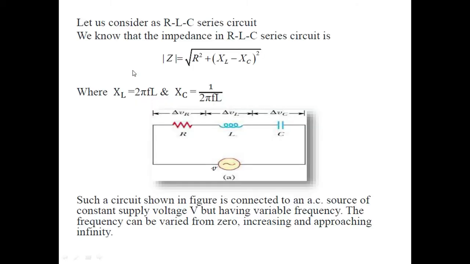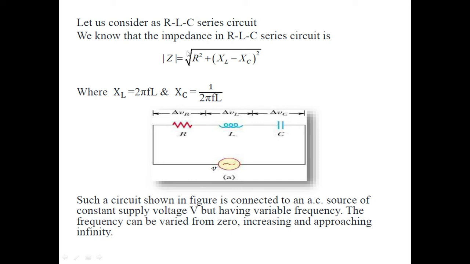Let us consider an RLC series circuit. Here resistance R, inductor L and capacitor C are connected in series, and the voltage drop across the resistor is VR, the voltage drop across the inductor is VL, and the voltage drop across the capacitor is VC.